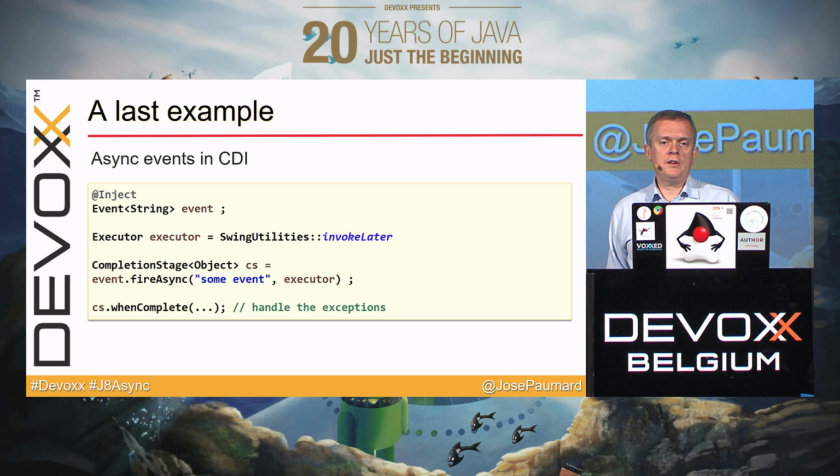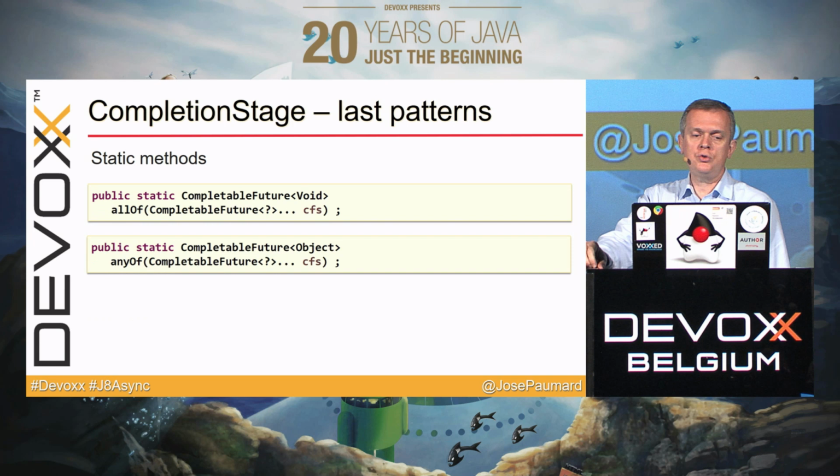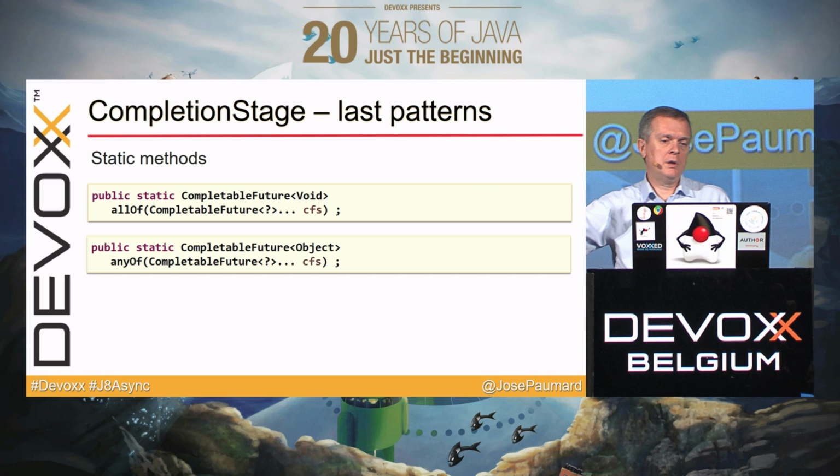Before going to the exception, one last pattern for completion stage. I also have two methods to create completable futures, allOf and anyOf, that take a bunch of completable futures. allOf will return a completable future that completes when all the passed completable futures have completed, and anyOf when the first of them has completed.